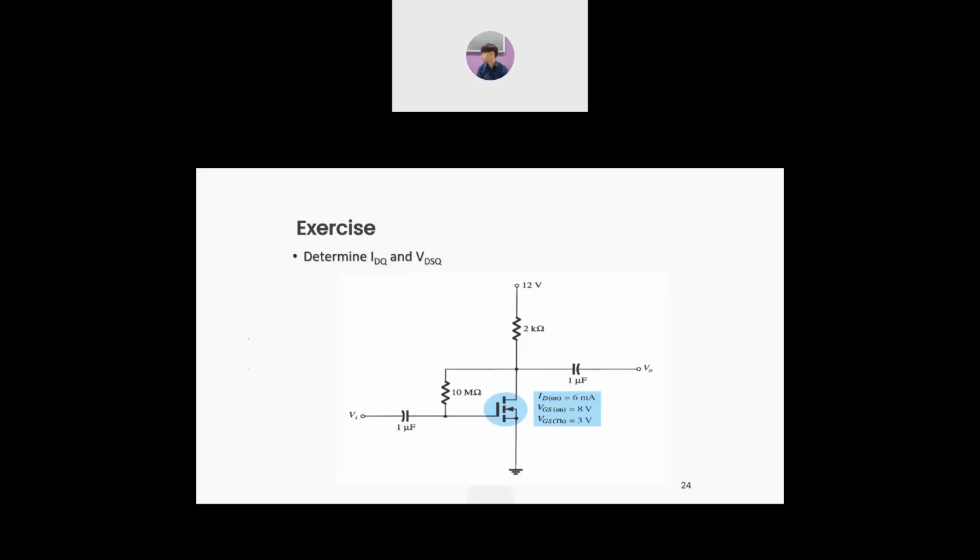As an exercise, you can try at home: determine IDQ and VDSQ. If you notice, this value is given. Why is it given? Because it wants you to calculate K first. K is ID(on) over VGS(on) minus VGS(th), squared. You are given ID(on), VGS(on) and VGS(th), so that you get the value of the constant.